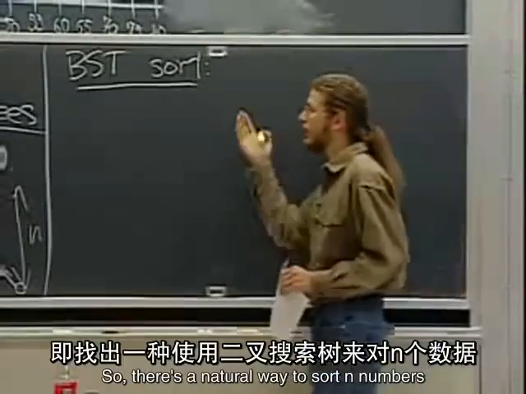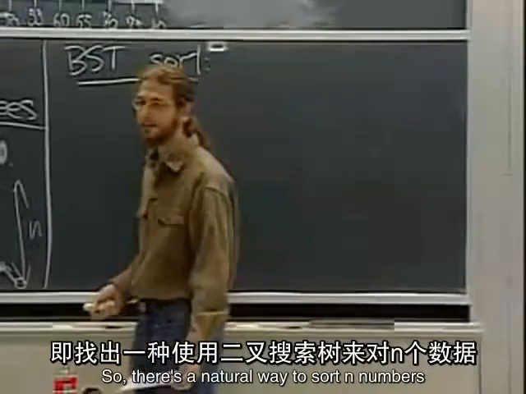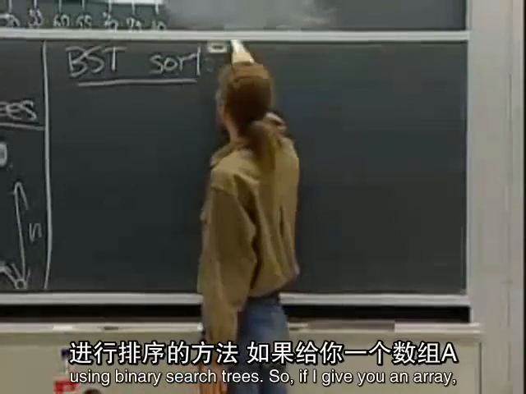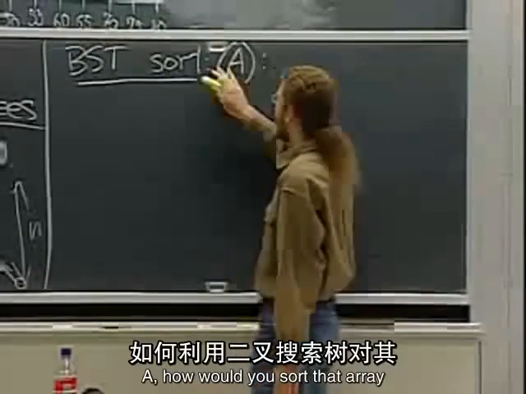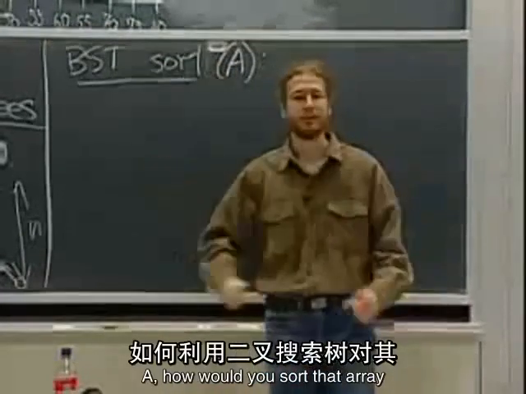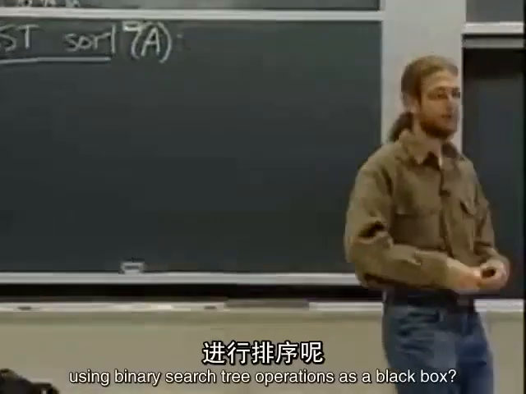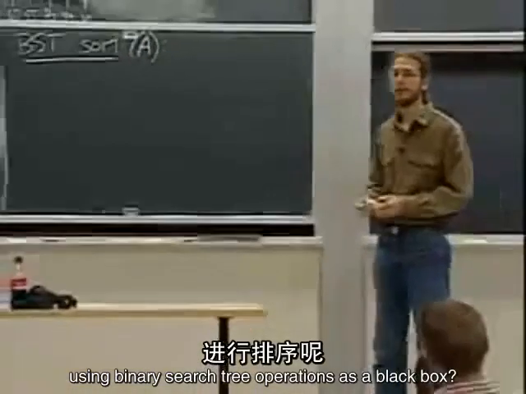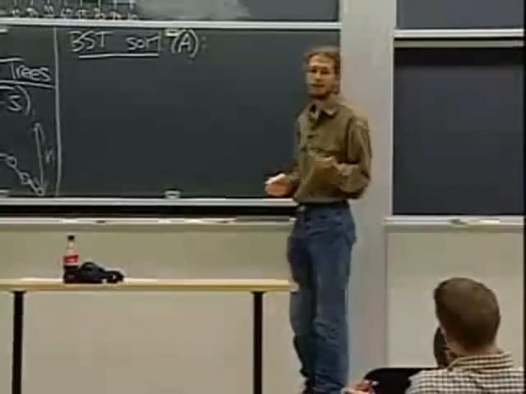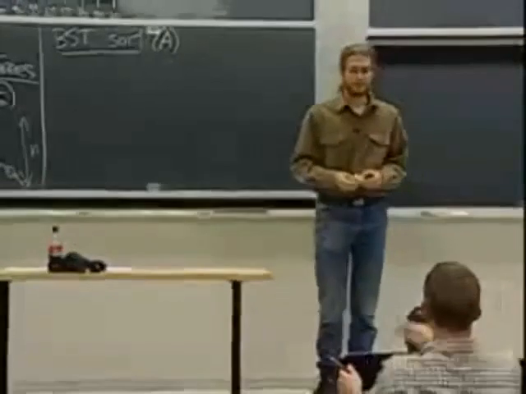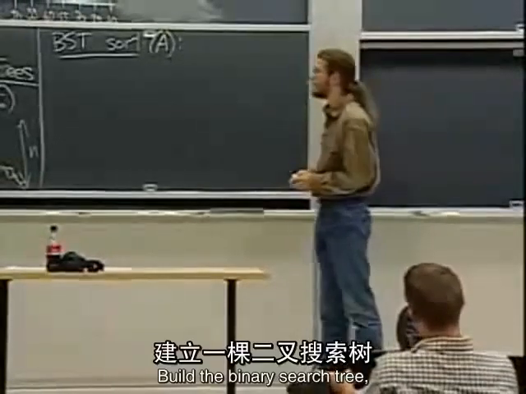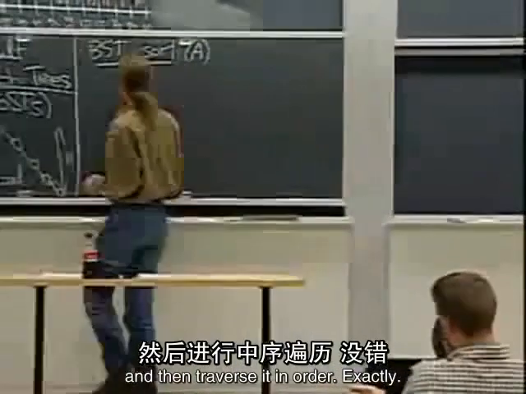So there's a natural way to sort n numbers using binary search trees. If I give you an array A, how would you sort that array, using binary search tree operations as a black box? Yeah? Build the binary search tree and then traverse it in order. Build the binary search tree and then traverse it in order, exactly.